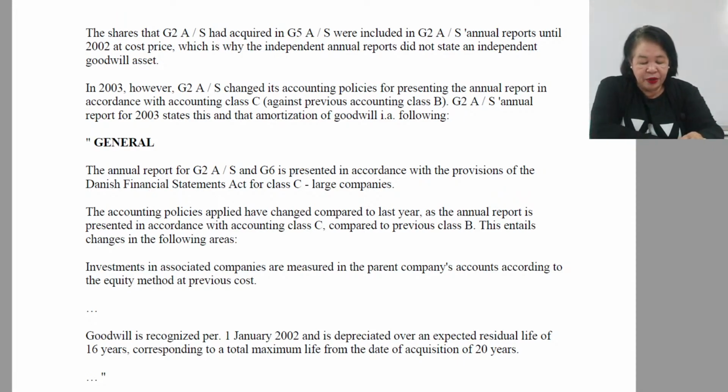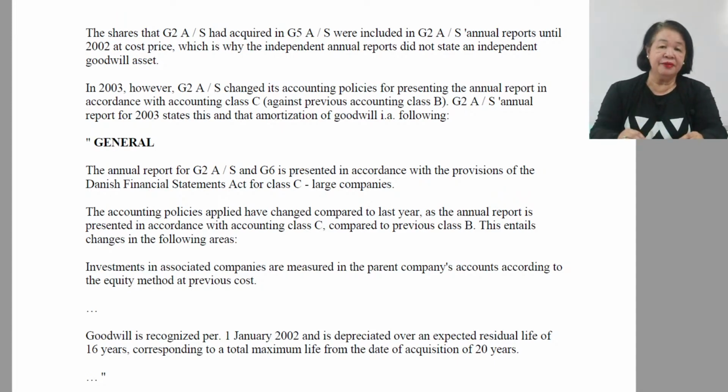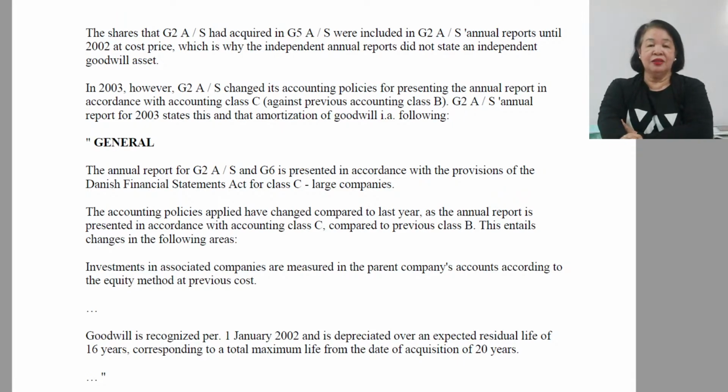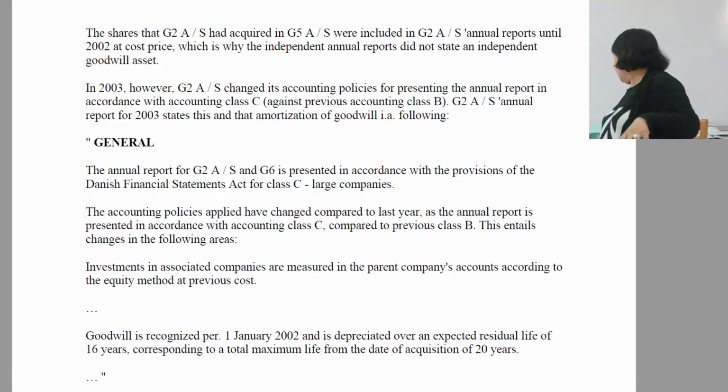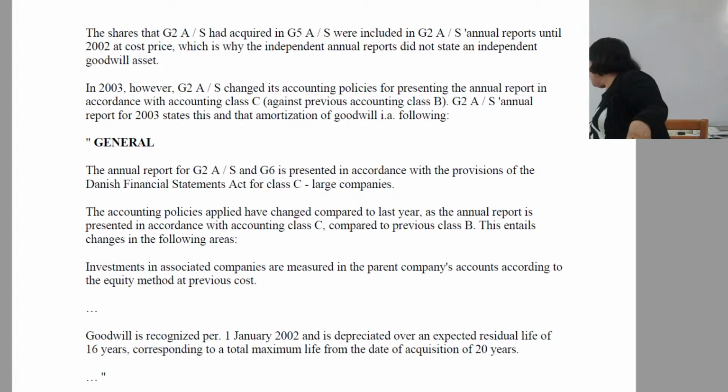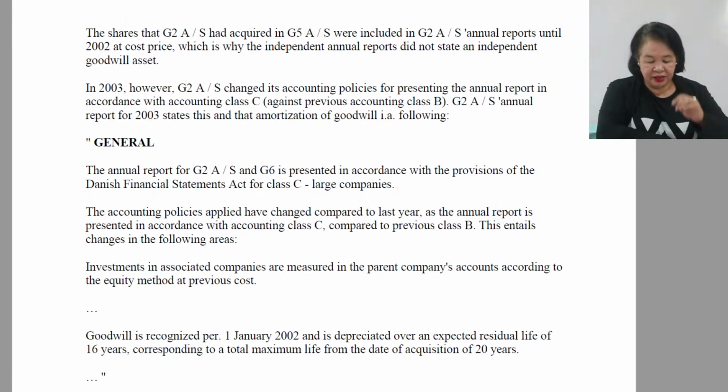So the annual report for G2AS and G6 is presented in accordance with the provision of the Danish Financial Statements Act for Class C large companies. Oh, so this is a large taxpayer. Who is A here? It is Pharma Distributor AS. Okay.